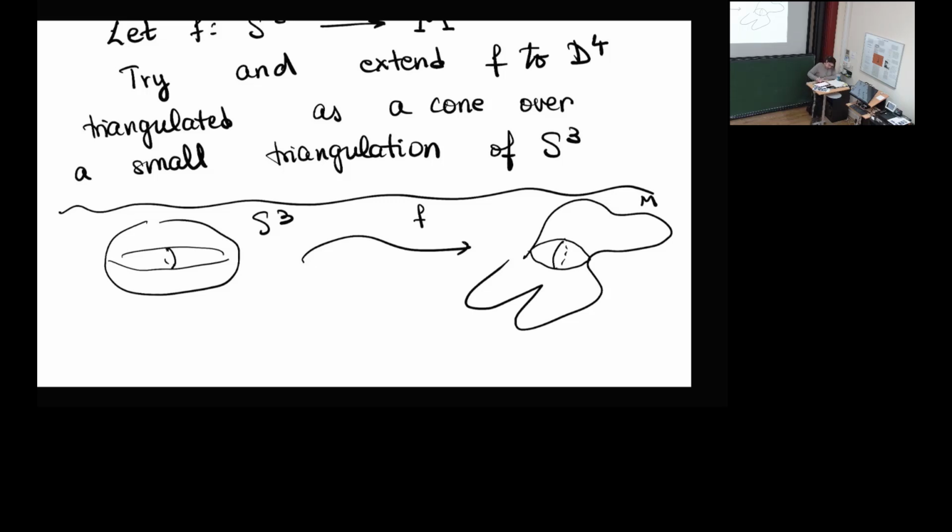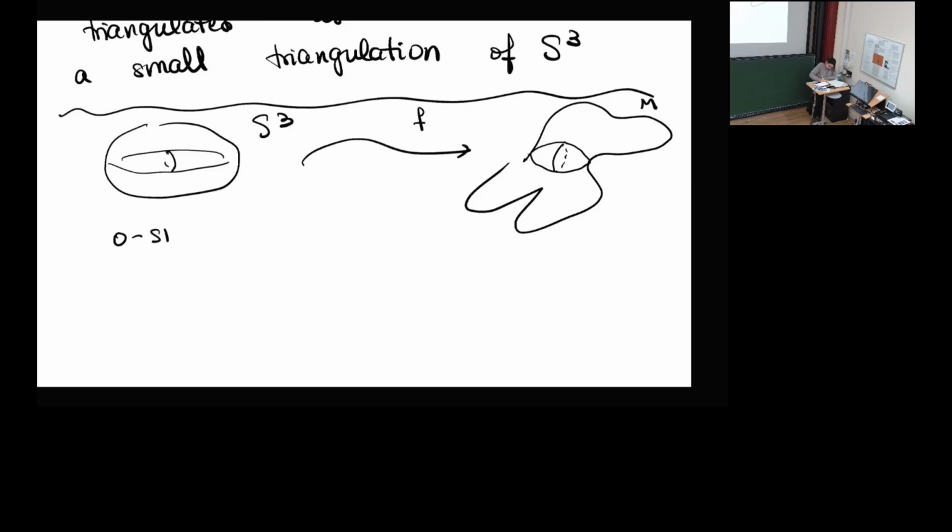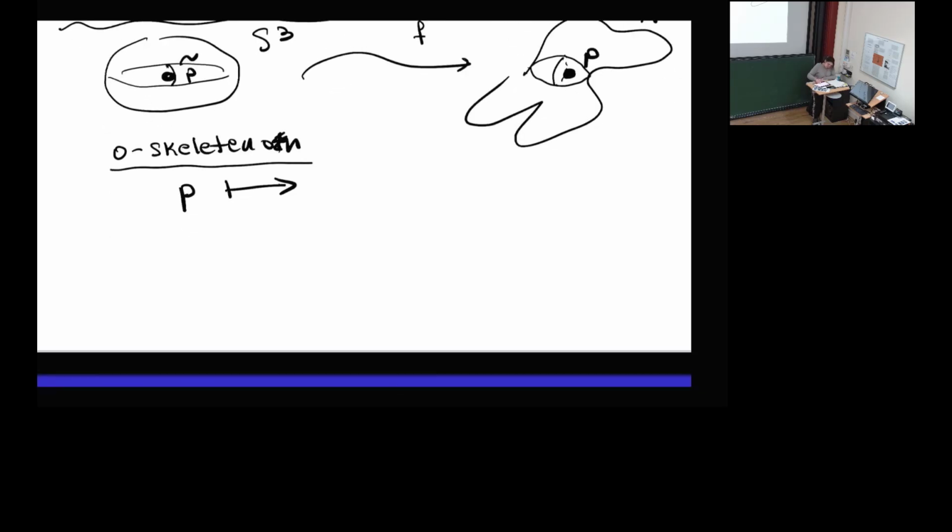And again, we start with the zero skeleton. So just one additional vertex, P, and where are we going to map it? To the base point of it. Maybe let's call this P tilde. We want to get a short loop at the point P, so that's exactly where we're going to map it.